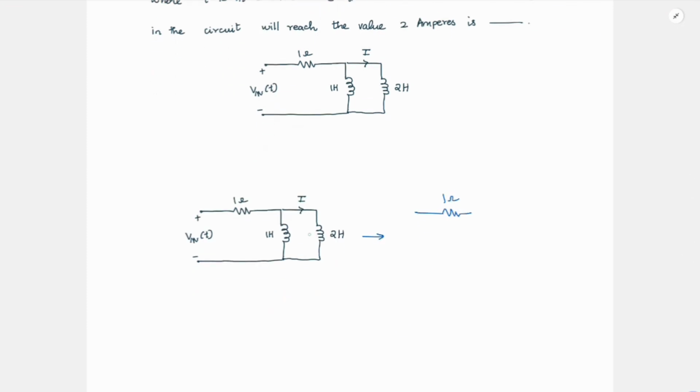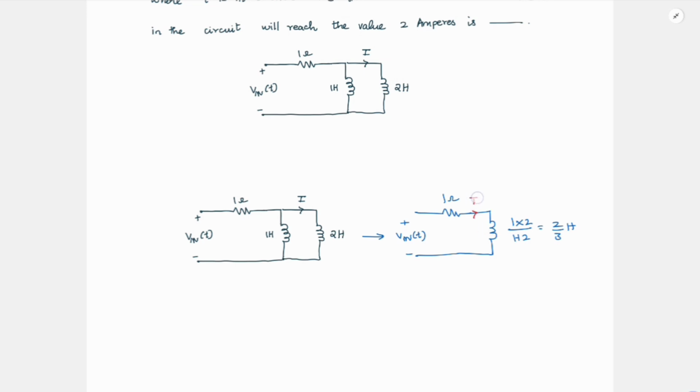So this 1 ohm will be there, and the inductors in parallel will combine similar to resistors, right? So effectively this will be 1 into 2 by 1 plus 2, so this is 2 by 3 Henry. And then we have V in of t. If it was a capacitor in parallel, we need to add them, right? Because for a capacitor, the impedance is inversely proportional to C.